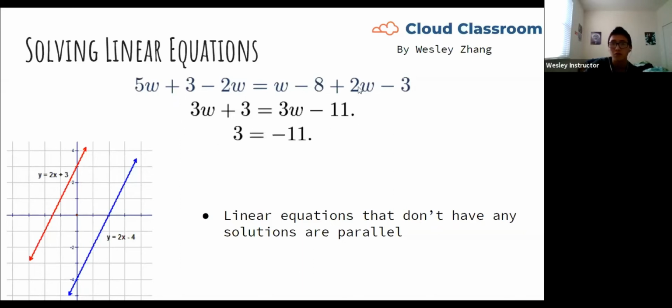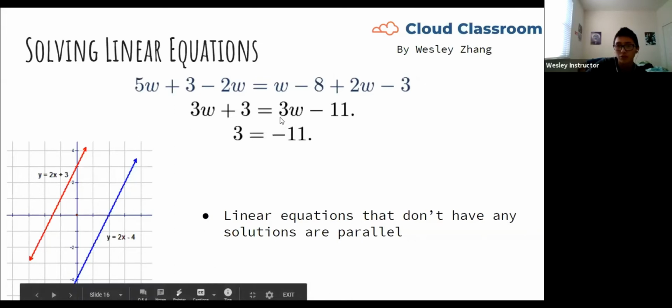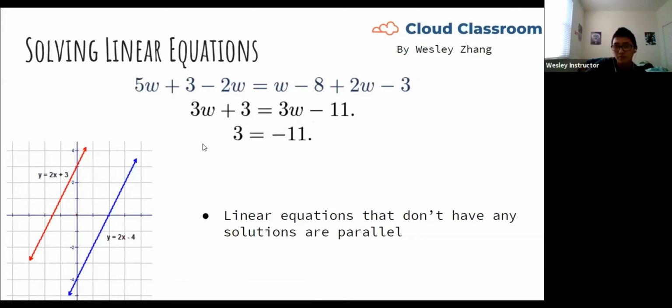Now, what we want to do is get the variable on one side, only one side. So we subtract 3W from each side. Once we do that, we see the 3W goes away on both sides, and we have 3 equals negative 11.